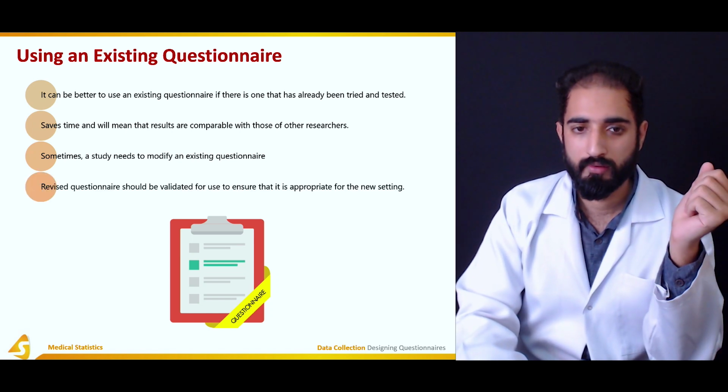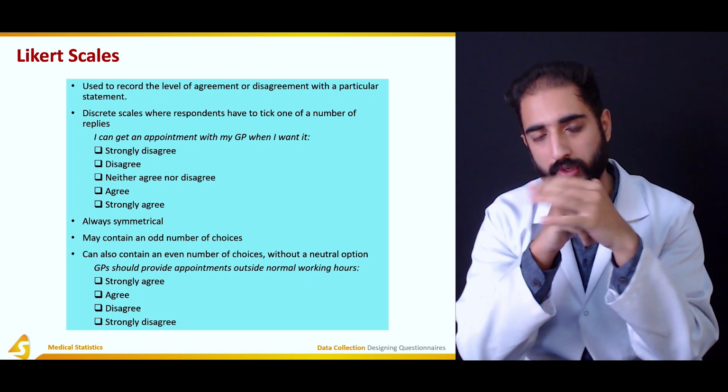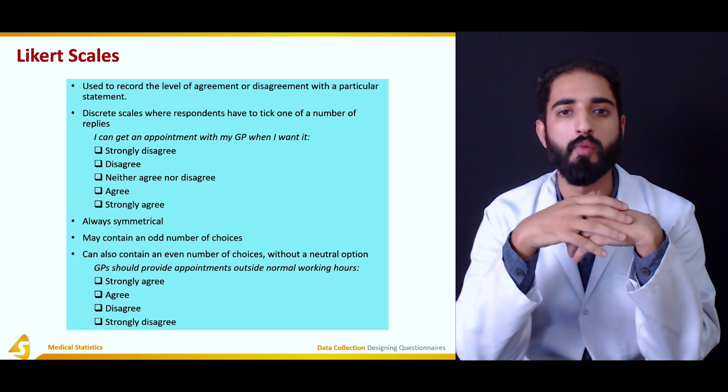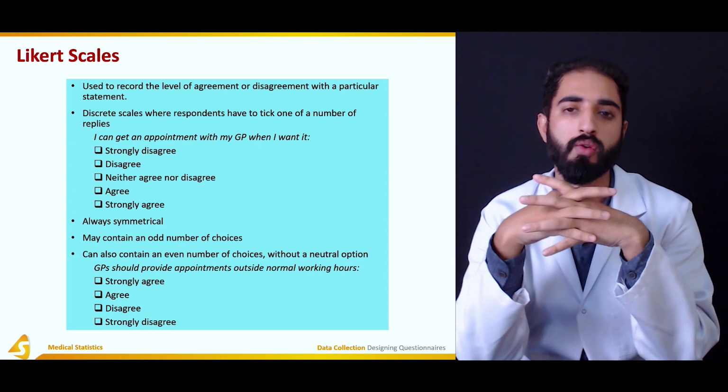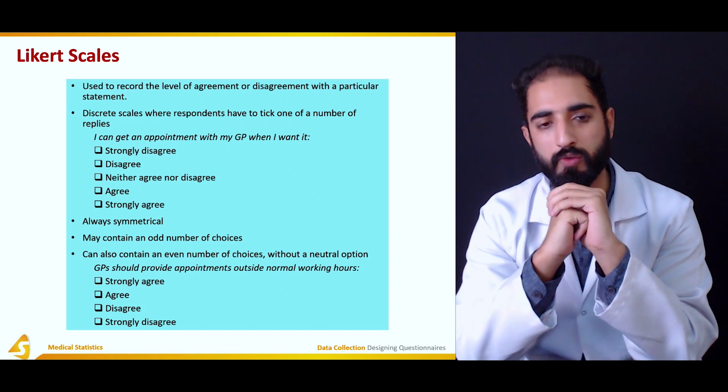And that's all about using a new or a pre-existing questionnaire. And the same applies when you make a new questionnaire by yourself: you once again need to establish its validity and reliability as well.